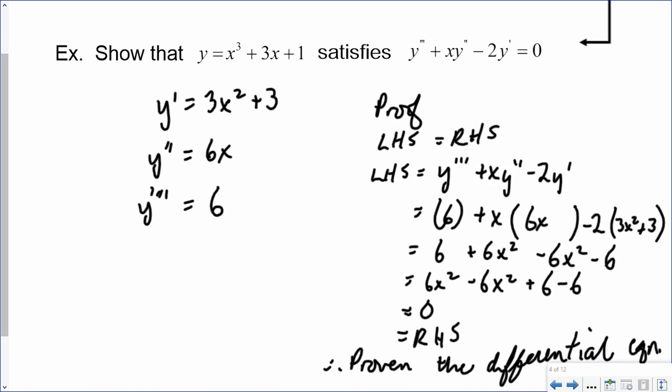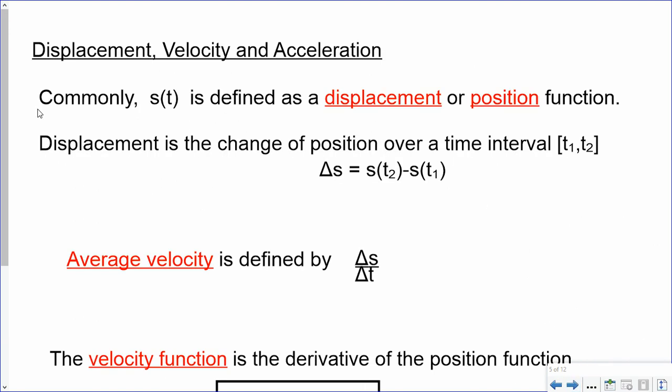So the steps involved in that is understanding I've got a function, I've got a differential equation. I start taking the derivatives, first derivative, second derivative, third derivative, for as long as what I need in my differential equation. My differential equation uses y triple prime, y double prime, and y prime. So I found those three things using my original function, and then I develop my proof.